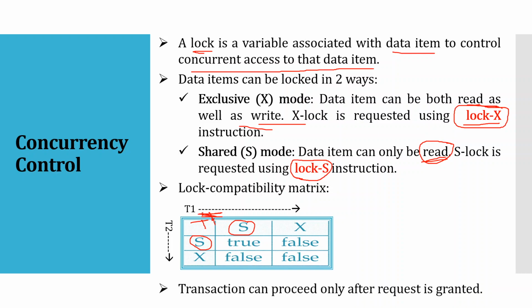So transactions can proceed only after their lock request is granted. That means whenever you are trying to access a particular data item, you need to say which type of lock you want, X lock or S lock. And once you are given the permission and the locks, then you can start your transaction. Otherwise you won't be allowed to perform any operations of your transaction, right? So this is what is used for managing the concurrent execution of operations or transactions.